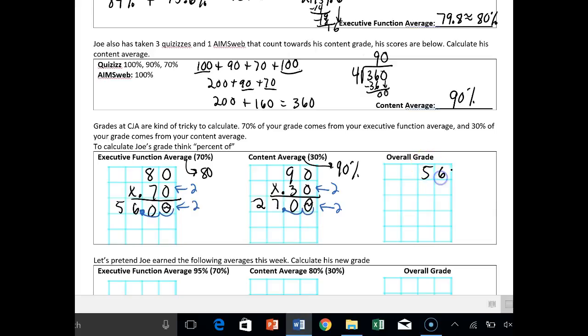You need to add 56, that was your executive function, EF, and 27, which was your content. You add these together. This is 13, carry the 1. 5 plus 2 is 7, plus 1 is 8. So his overall grade right now is an 83, or a B. All right, he had about an 80 when it came to his executive function average, and a 90 when it came to his content average. Why is it closer to a B than closer to an A? Because the executive function is weighted 70%, and 70% of that grade was an 80. So we're going to have closer to a B than closer to an A, because only 30% of his grade was weighted as content. All right?